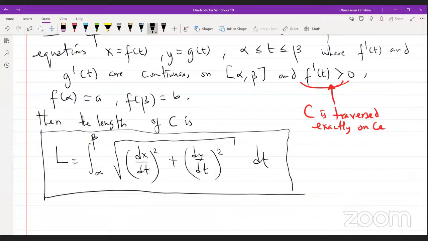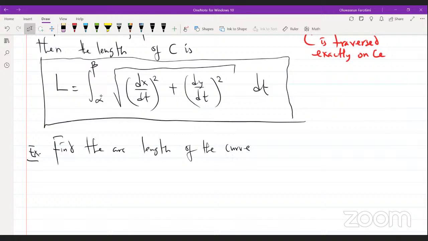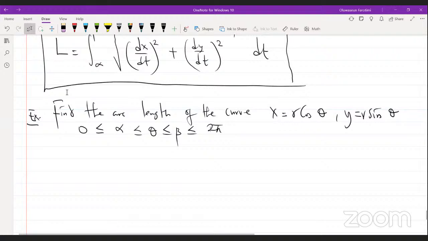So I'm just going to do one example on this, and that's it, guys. Example. Find the arc length of the curve x equals r cosine of theta, y equals r sine of theta, with theta between alpha and beta. You have this interval. Don't freak out about the interval, guys. It's nothing.